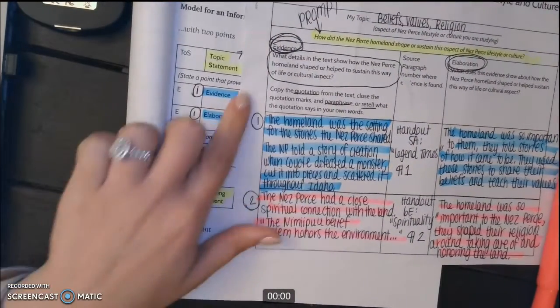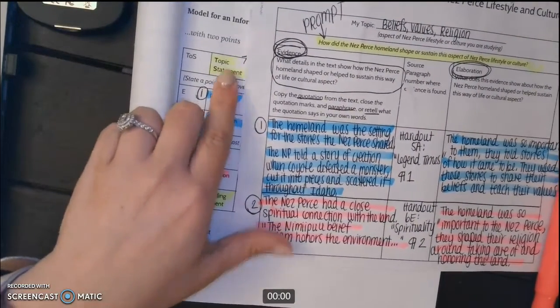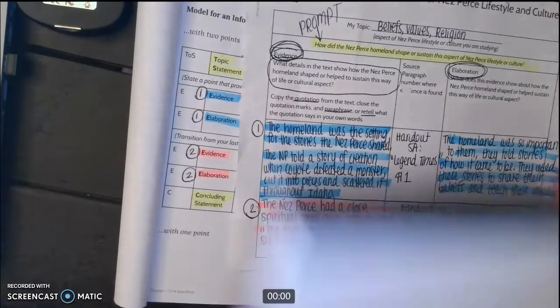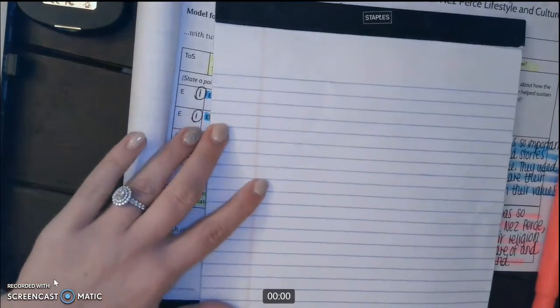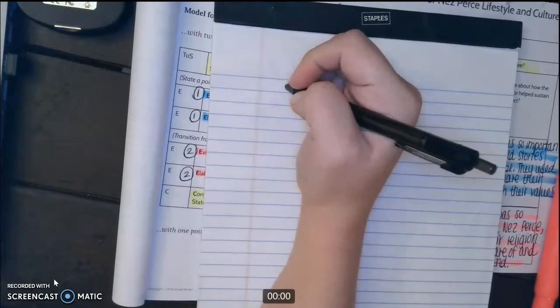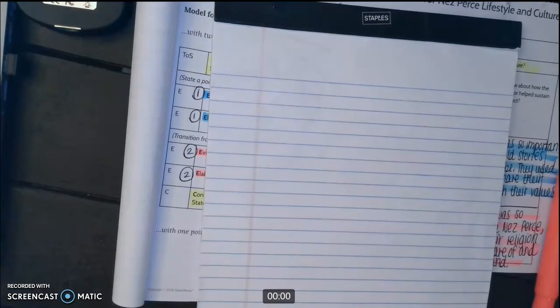All right, so I have to start with my topic statement, and I remember my topic statement has to answer this question, and it has to bring up my 2 points. So I'm going to say, pause the video while you think about a topic statement.